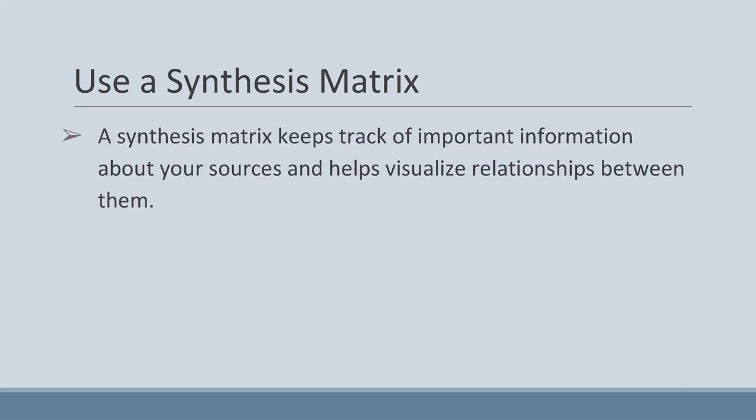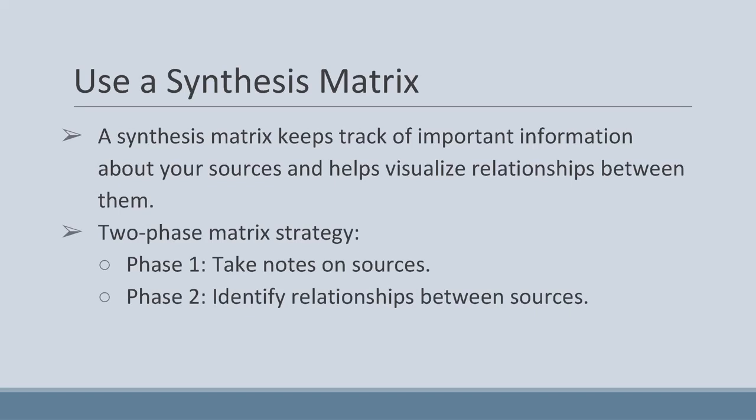There are a couple of different ways to use a synthesis matrix. One useful approach is the two-phase matrix approach. In this two-phase approach, we first use a matrix chart to take notes on our sources and identify important information. Then in the second phase, we use another matrix chart to identify relationships between our sources. The first phase happens early on in the process of writing the literature review. As you read and take notes on sources, keep track of key elements of information that you find in the source using a matrix chart.